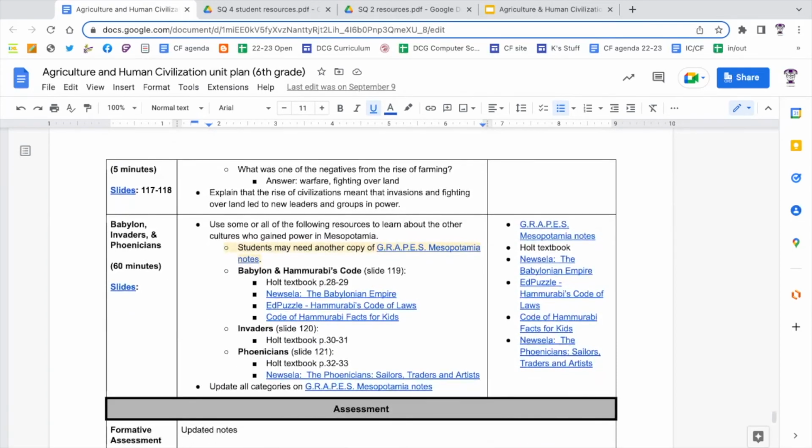Now within that, we can look at Babylon and Hammurabi's Code, we can look at other invaders, and we can look at the Phoenicians. All of these will provide information that we can add to our GRAPES notes. Students might want to notate which civilization belonged with the different changes.